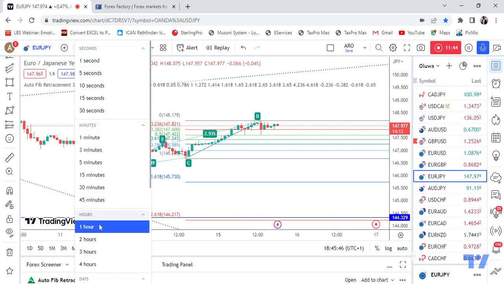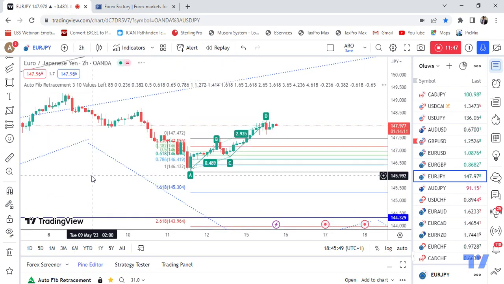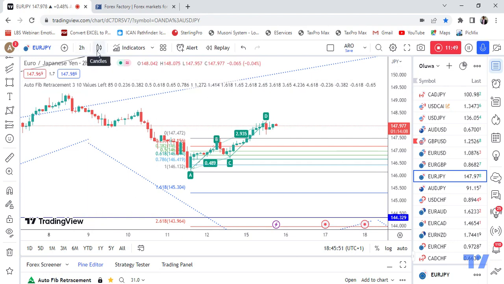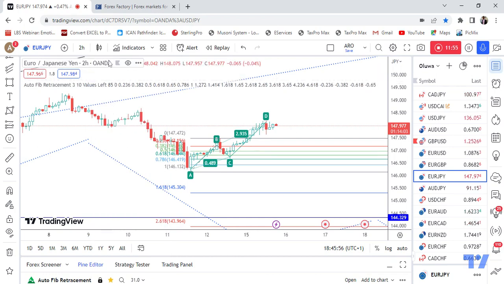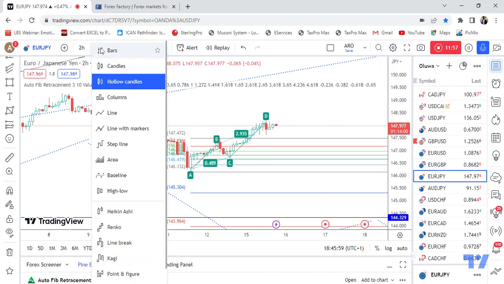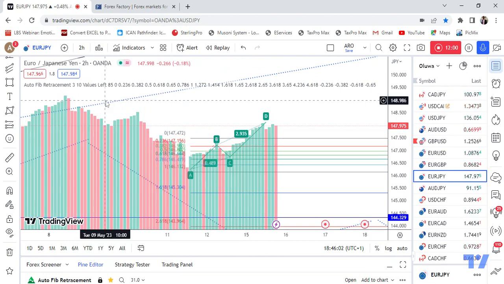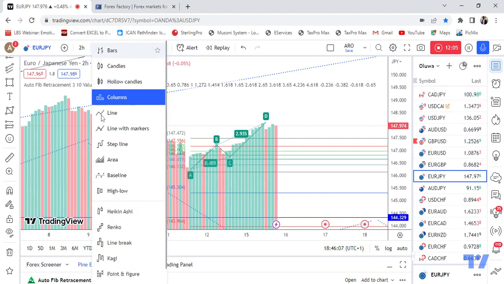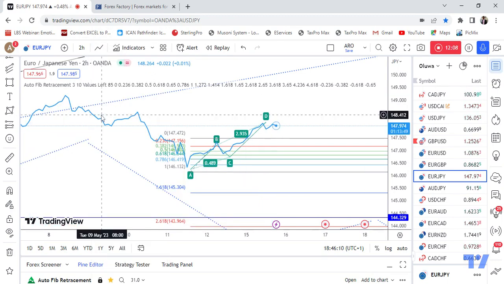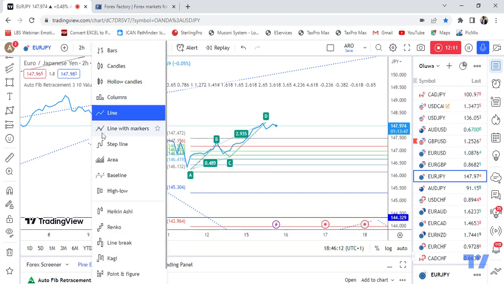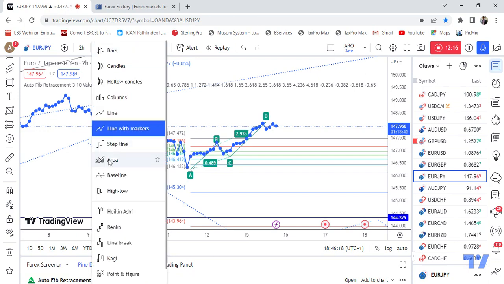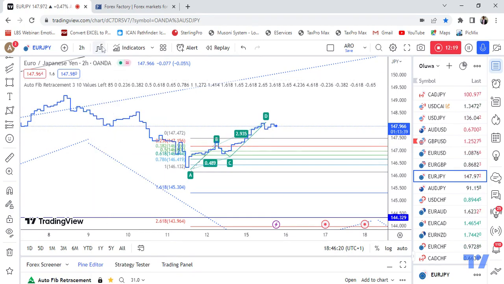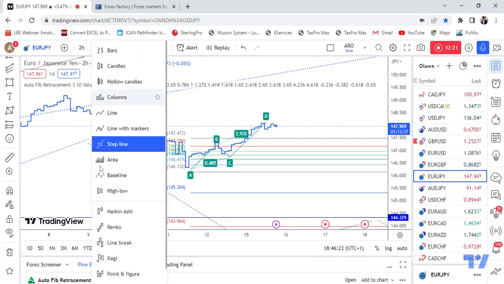You can change it to maybe 2 hours or use a higher time frame, and so on and so forth. This candlestick you can change to any candle that you wish. As you can see what I'm doing presently, I use column. This is a column chart. Then you can use a line chart as well. This is a line chart. Then you can use line chart with markers. So you can see the way the market changes when I click on those charts.